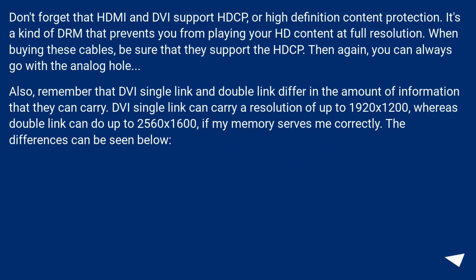Don't forget that HDMI and DVI support HDCP, or High-bandwidth Digital Content Protection. It's a kind of DRM that prevents you from playing your HD content at full resolution. When buying these cables, be sure that they support HDCP. Then again, you can always go with the analog hole.